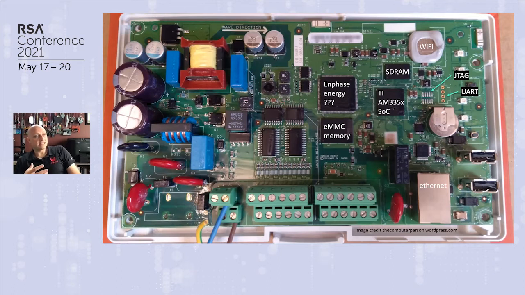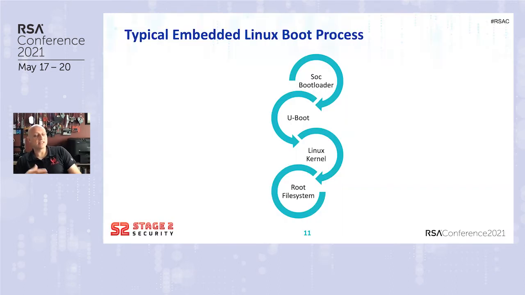As an embedded system attacker, there are multiple avenues that we can attack, and they typically all take place at some point in the boot process. So this is an overview of how any generic embedded Linux system boots. What I'm going to do is talk about each step and what kind of attacks are available at each level. I'm going to start at the bottom, at the root file system, and slowly work my way back up.